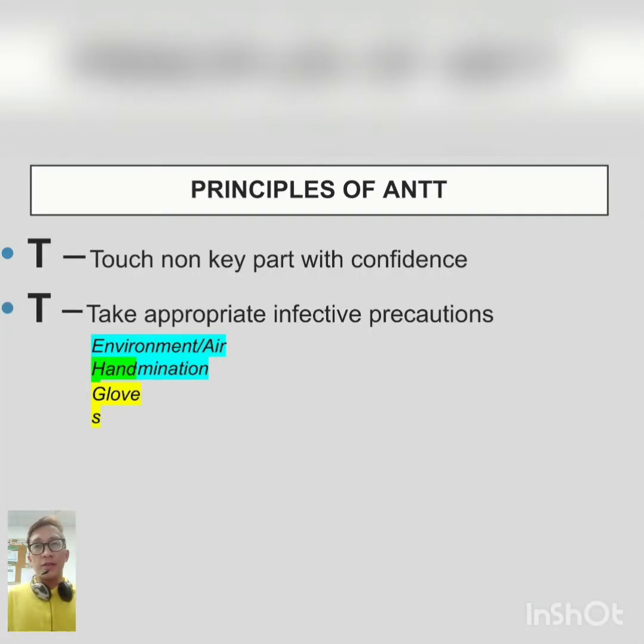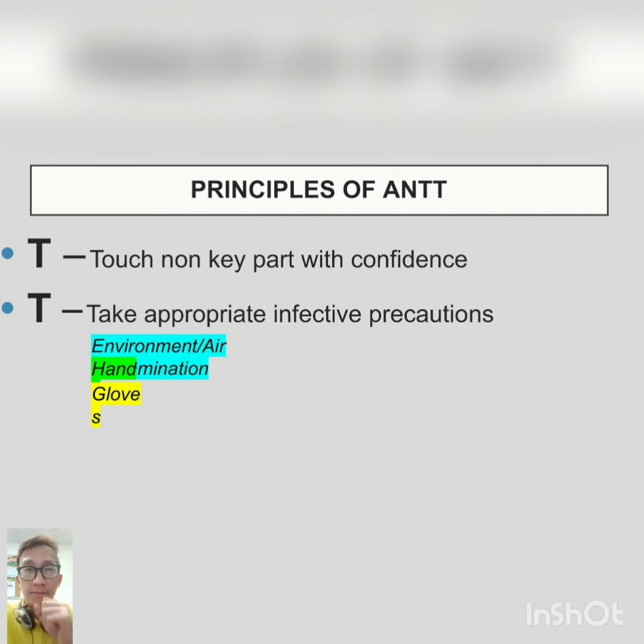Next one is your T, touch non-key parts with confidence. So just like the plunger or the body of your syringe, those are non-key parts. So don't be afraid of touching all those non-key parts. You should not be in doubt if you are going to touch those non-key parts. Then the last one is take appropriate infective precautions, like environment or air contamination, hands and gloves.